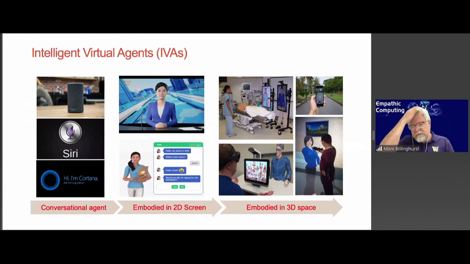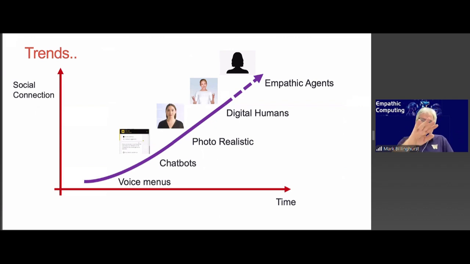So the next topic for research I want to talk about is intelligent virtual agents. We've seen many examples of virtual agents evolving over time, from the conversational agents that just appear in Siri or on your smart speaker to agents embedded in a screen, either in chat or in video. And now we're starting to see agents embodied in 3D, so being able to experience mixed reality or virtual reality agents. So we've got this trend towards agents that have gone from voice menus to chatbots to photorealistic digital humans. And the next trend really is towards empathic virtual agents.